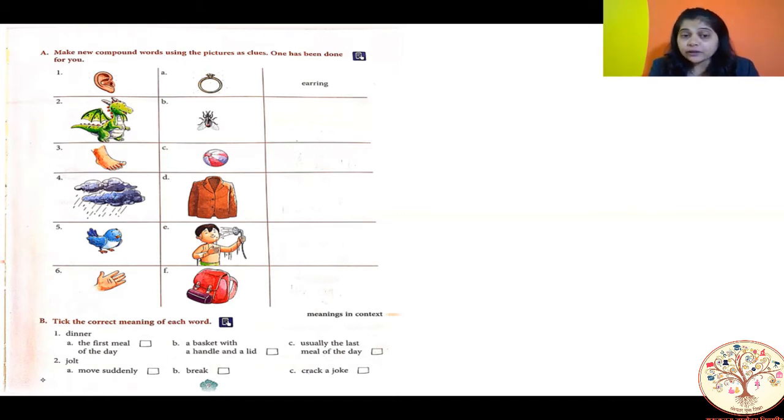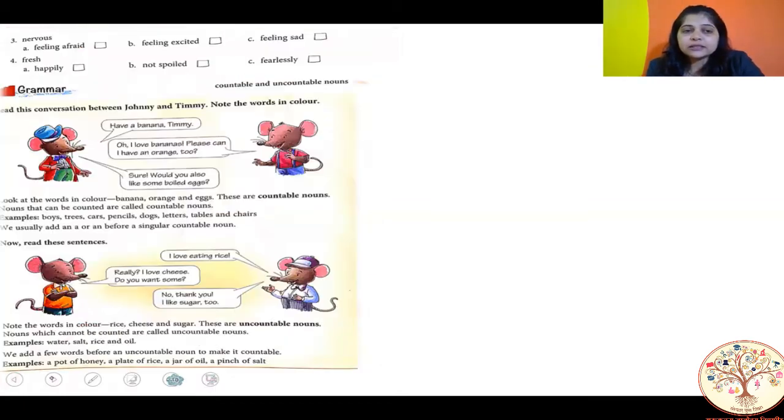A basket with a handle and a lid? Mm-hmm. Usually the last meal of the day is called dinner. Now, second number is jolt. Jolt ki meaning kya hogi? Move suddenly. Okay, clear. Let's see the next.